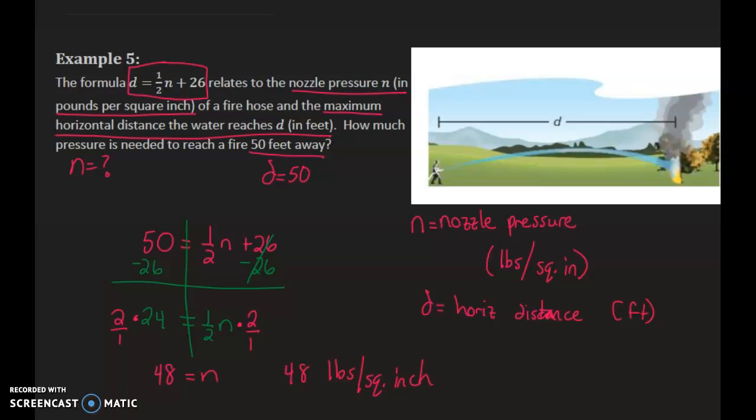So honestly, when they give you a formula, it's not too bad of a word problem. You just need to identify what you know and what you're looking for, and then solve as normal.